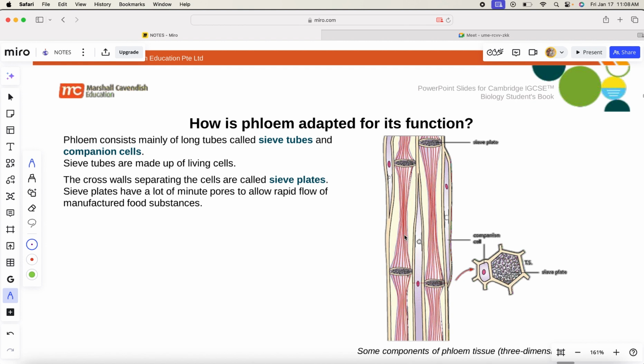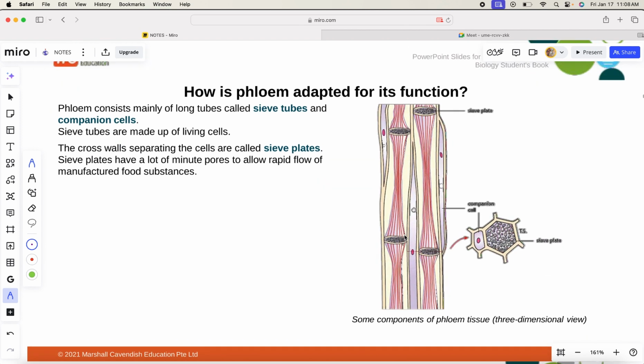Is that okay? Now, how is the phloem adapted for its function? How is the phloem tube adapted for its function? The phloem consists mainly of a long tube. You can look at it. It's made up of a very long tube, and in between it has something like a knee. You know, in our legs we have the knee cap, right? The phloem has something like that, which we call the sieve tube.